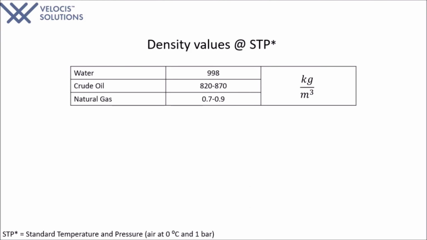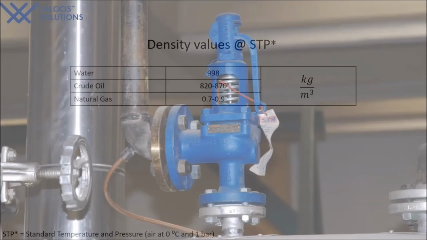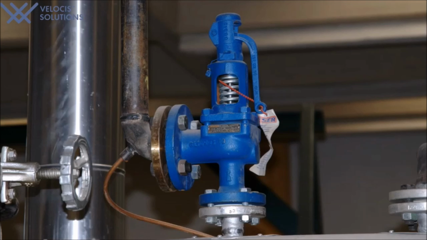Here you can see some fundamental density values at STP. And density is a very fundamental physical property. It is used in most of the chemical engineering calculations to design different equipment and systems. And in the next lesson, you will learn how to apply density calculations with real examples.